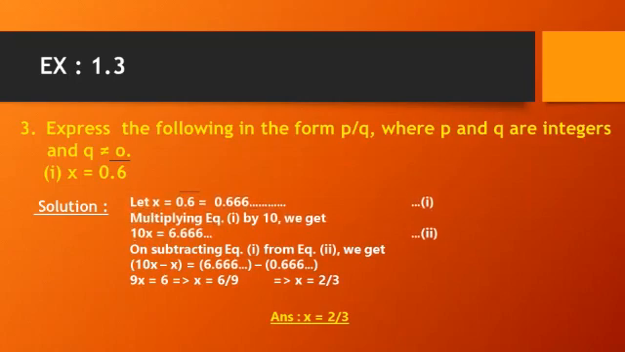To convert this expansion into p by q form, you have to subtract the first equation from the second equation. So while subtracting, we get 10x minus x, which is equal to 6.666 minus 0.666. While simplifying, we got the final result as x is equal to 2 by 3.